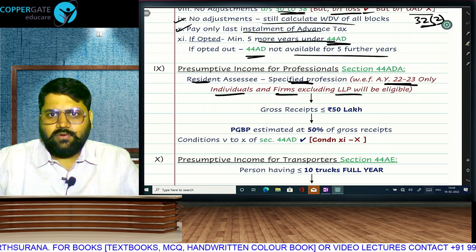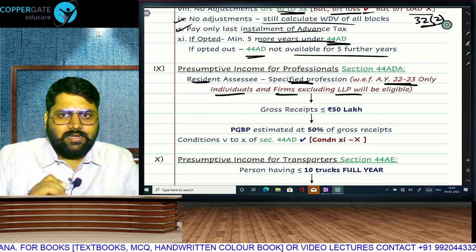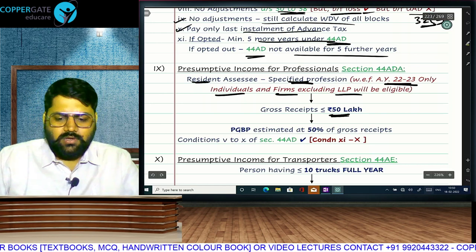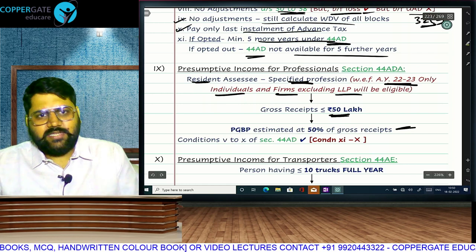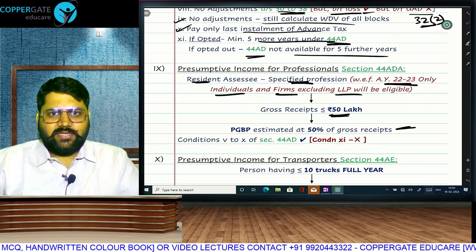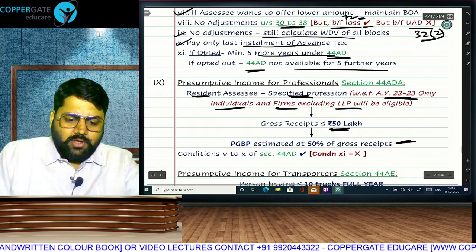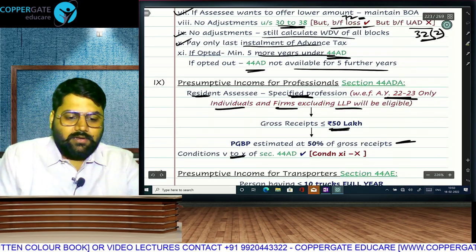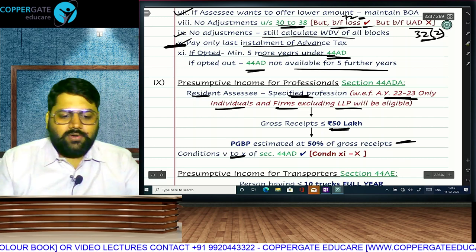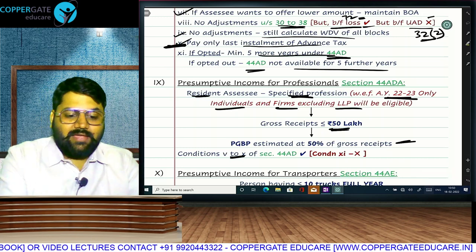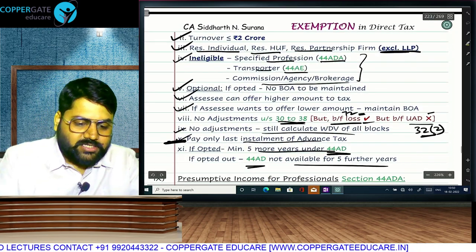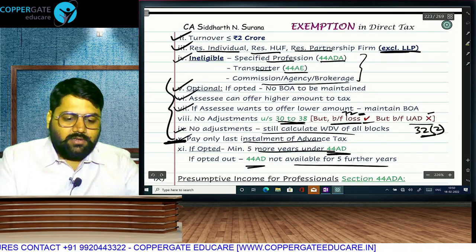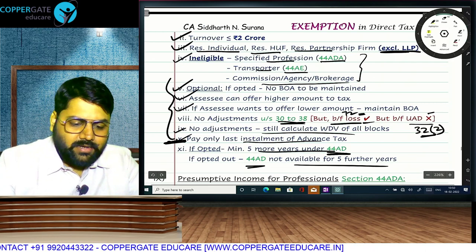44ADA will be allowed only to two assessees, that also if resident and in specified profession. If the receipt is up to 50 lakh, your PGBP will be 50% of turnover. No 8 or 6 percent, direct 50%. And all other conditions are same from 5 to 10. Till year, pay only last installment. That last point 11, that minimum 5 years lock-in, is applicable only for 44AD.